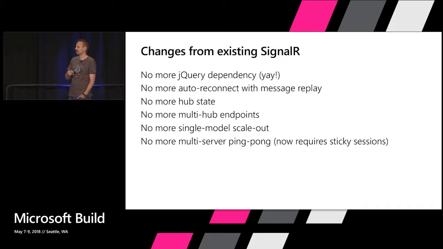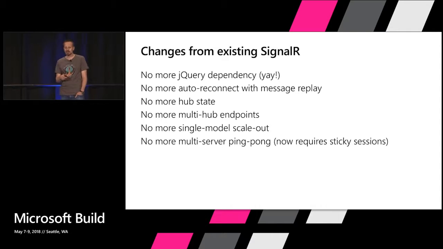No more hub state. That was a feature very few people used anyway. No more multi-hub endpoints. So as you saw in the app there, you have to create a route, give us the name or the type of the hub, and then that URL will be used for that hub. We do have a prototype of hub multiplexing, which would enable you to bring that back. So if you had two hubs, you wanted to run them over one connection, you could. The protocol is that flexible now. It's just not in the box today.